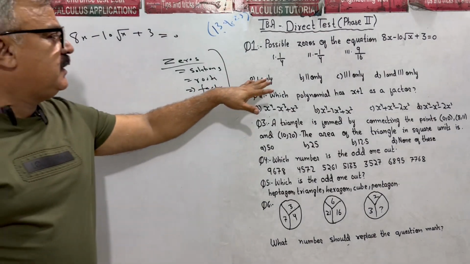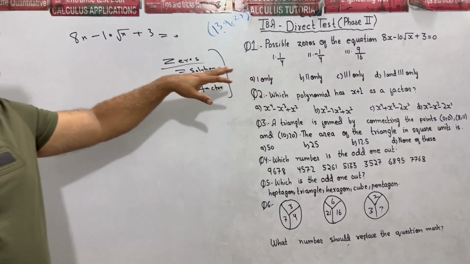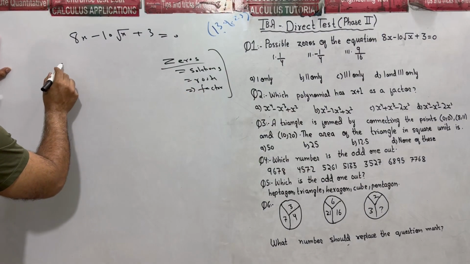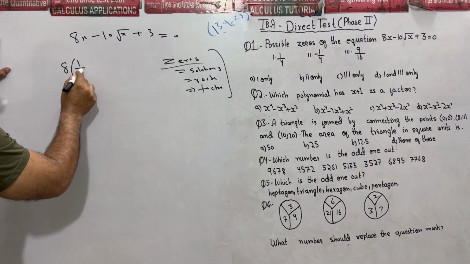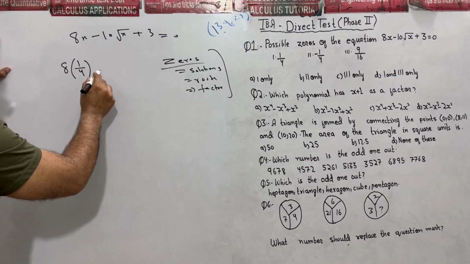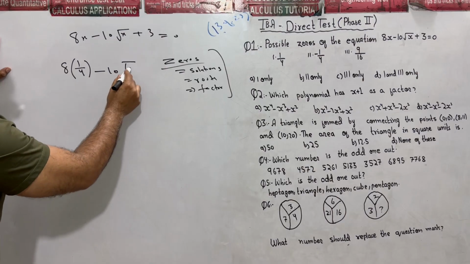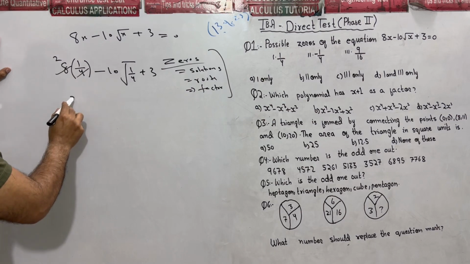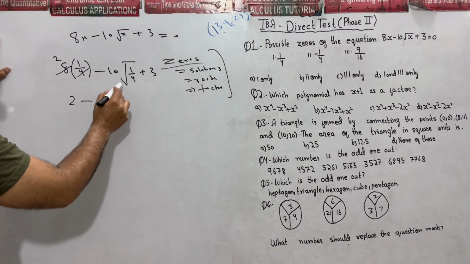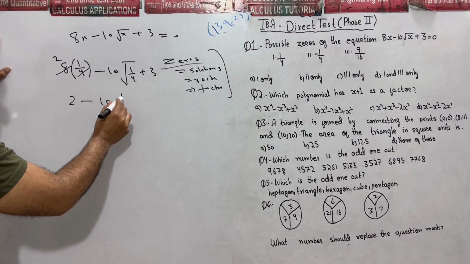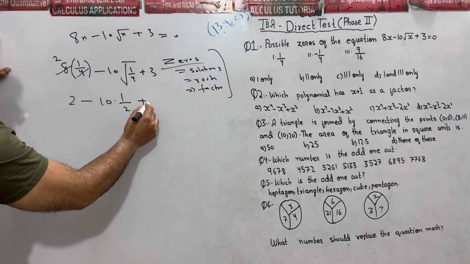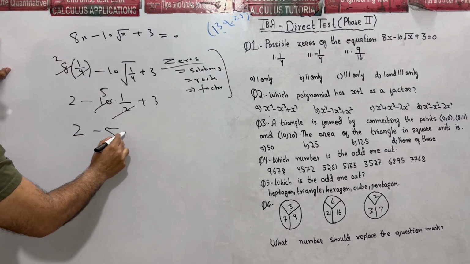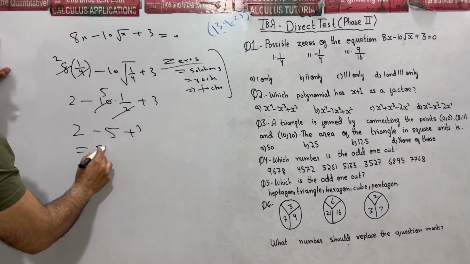Here we have been given some options: 1 over 4, minus 1 over 4, 9 over 16. It's very easy to plug in the values and verify. Number 1 is 1 over 4. Let me try. 8 times 1 over 4 minus 10 times root 1 over 4 plus 3. That is 2 minus 10 times root of 1, which is 1, over root of 4, which is 2, plus 3. Applying the table of 5, we have 2 minus 5 plus 3. 2 plus 3 is 5, and 5 minus 5 is 0.